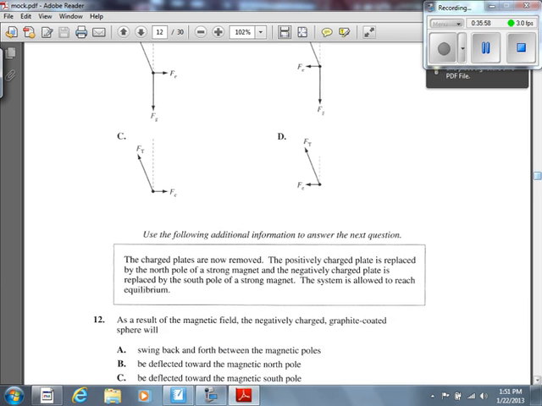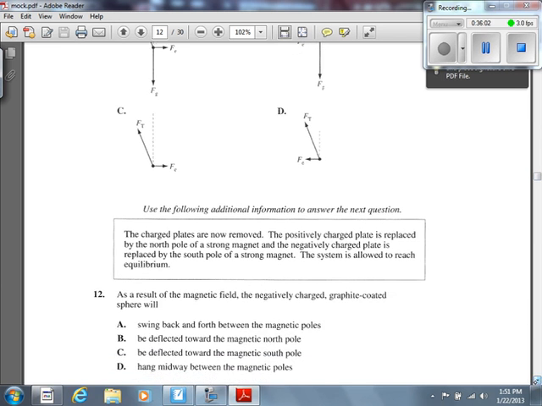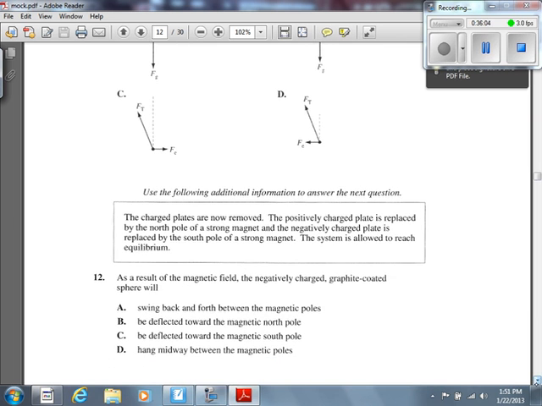The positively charged plate is replaced by the north pole of a magnet, and the negatively charged plate is replaced by the south pole of a strong magnet. The system is allowed to reach equilibrium. In other words, it's allowed to stop. It's allowed to not move. As a result of the magnetic field, the negatively charged graphite-coated sphere will do what? The key here is equilibrium. If it's allowed to stop, if it's not moving, what's going to happen to it?